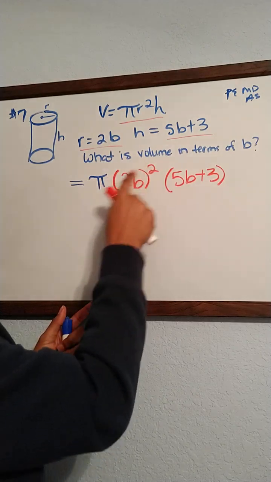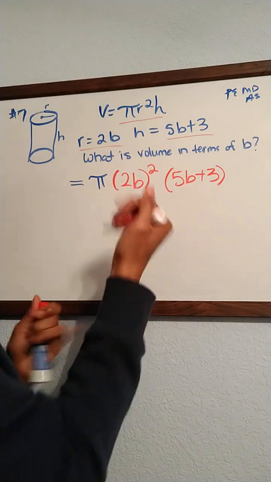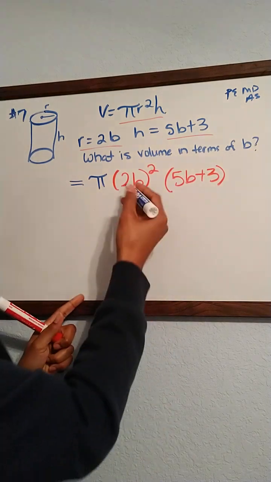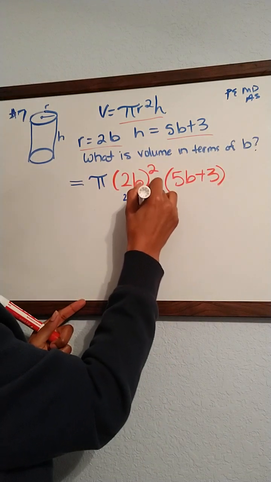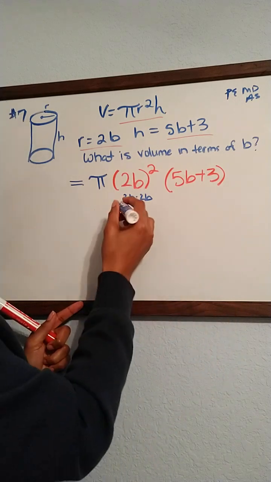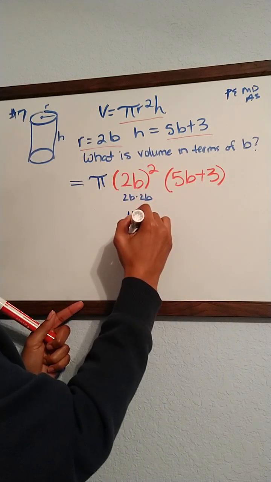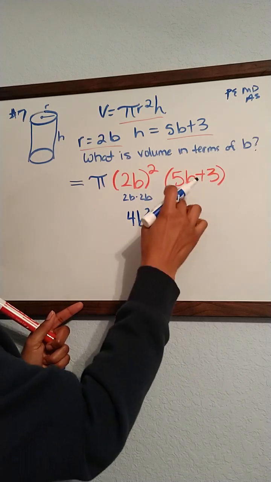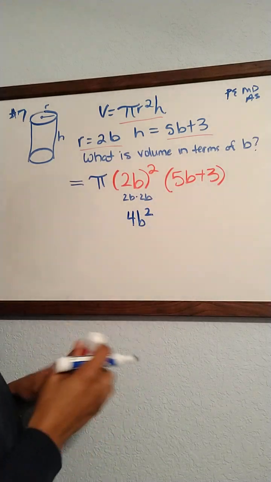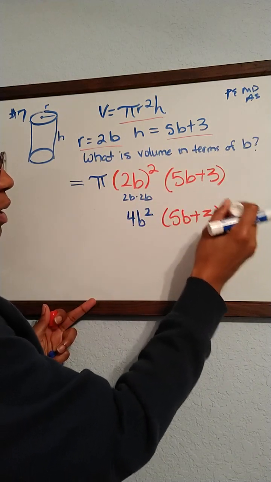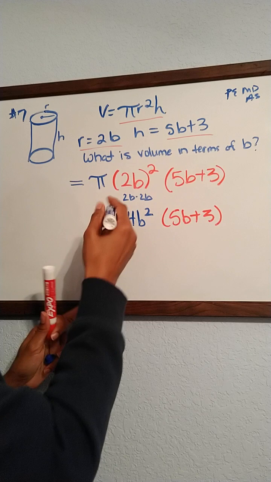We're going to get rid of these exponents. This is actually going to be 2b times 2b, because that is what it means to square something, multiply it times itself. So that'll be 2 times 2, which is 4, then b times b, which is b squared. Then everything else that we didn't mess with comes down. So that'll be 5b plus 3, and then the pi.